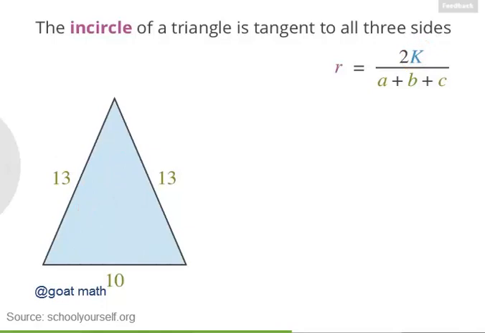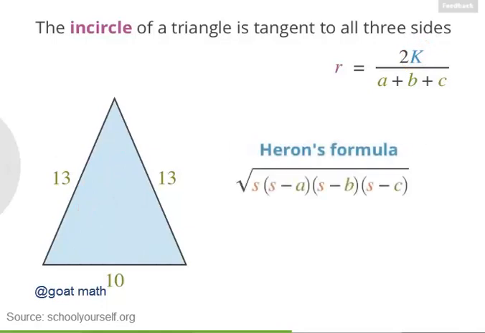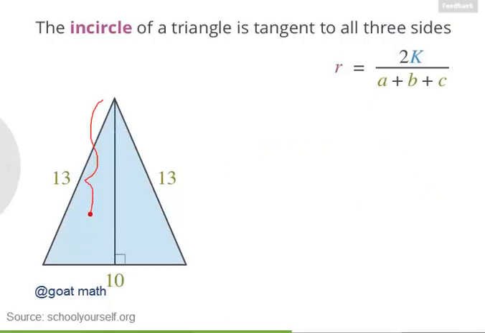Well, one way to find the area is with Heron's formula, the square root of the semiperimeter S times (S minus A) times (S minus B) times (S minus C). Heron's formula will definitely give you the correct area, but let's see if we can find this triangle's area another way. Let's draw an altitude to the side of length 10. Because this is an isosceles triangle, the altitude also bisects the base, so each half has a length of 5. Now take a look at this half of the triangle over here. It's a right triangle with hypotenuse 13 and a leg of length 5.